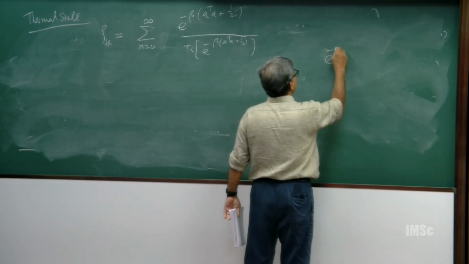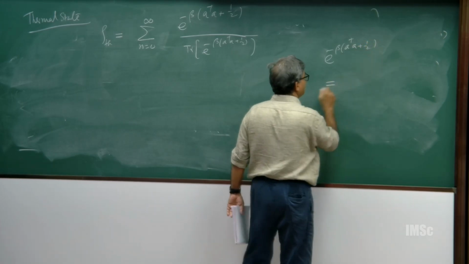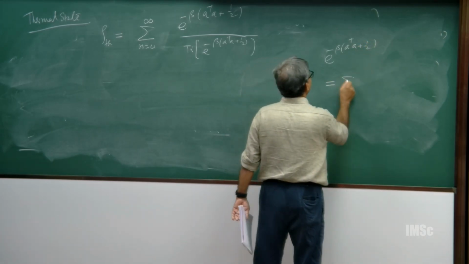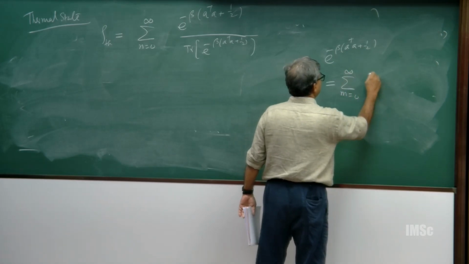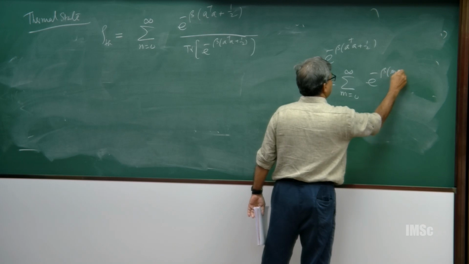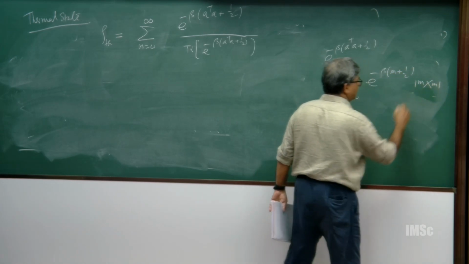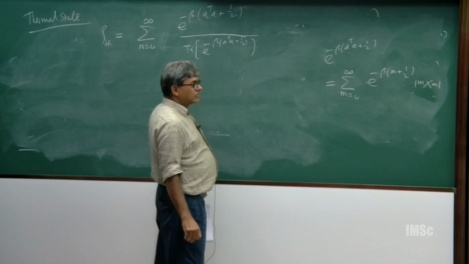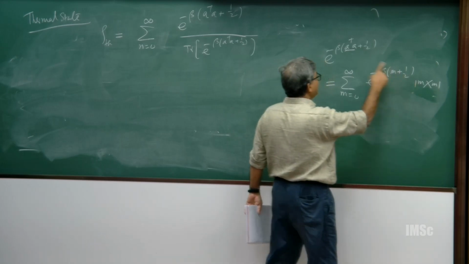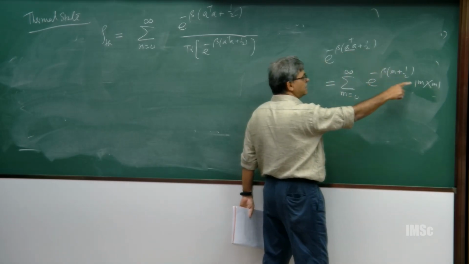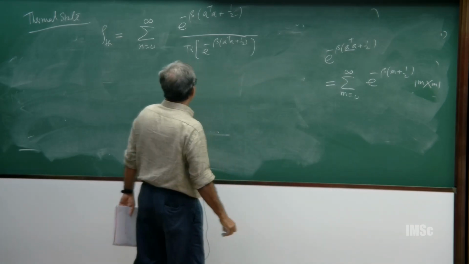So, what is e to the power minus beta a dagger a plus half in terms of Fock states? This is sum over m equal to 0 to infinity of e to the power minus beta m plus half, then the projection on m m. These are the Fock states, right, because this is a number operator and the state m is an eigenstate of a dagger a with eigenvalue m.